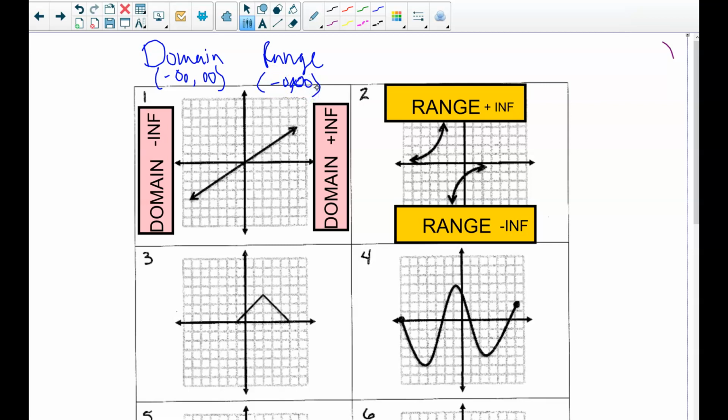Over here we've got kind of the same thing. This function looks a little bit different, but when you're going through and listing out your domain and range, they continue on forever and ever in both directions. So again, this one would also be the same thing: your domain is from -infinity to positive infinity because it's going on forever and ever left to right, and then your y values are also doing that. When we see something like number 3, that makes it a little bit trickier.